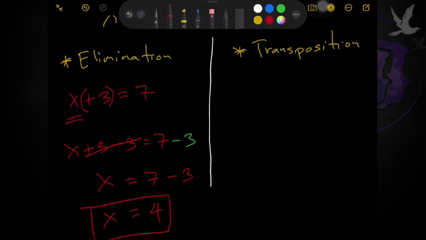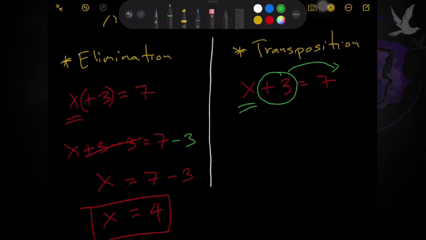Okay. So ngayon sa transposition naman, this is basically the same. It's just that ginagawa natin yung shortcut. Transposition refers to transferring a certain value to the other side of the equation. So you want to leave x alone in one side of the equation and you want to transfer this positive 3 to the other side of the equation. Okay. There's a golden rule here naman sa transposition.